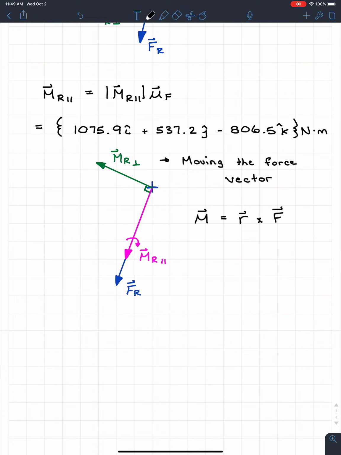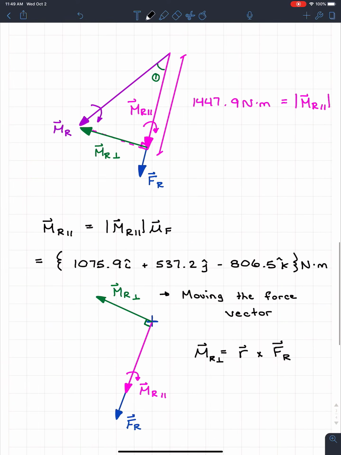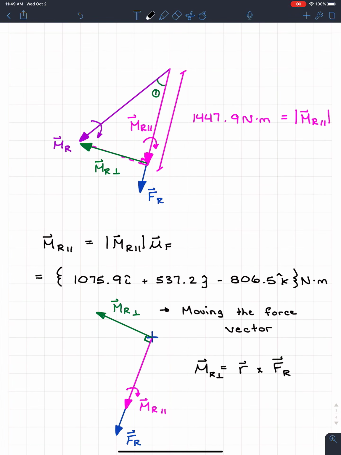So we need the force vector. Well, we actually know the force vector. That's our resultant force, so that's good. The only thing we need is the moment vector, which will be the moment vector that we want to get rid of. In this case, the moment vector is going to be MR perpendicular, and we don't know that yet. So this is where things get a little more tricky. We don't know that perpendicular component, so now we have to go up here and look at this and use what we know, and that's vector addition.